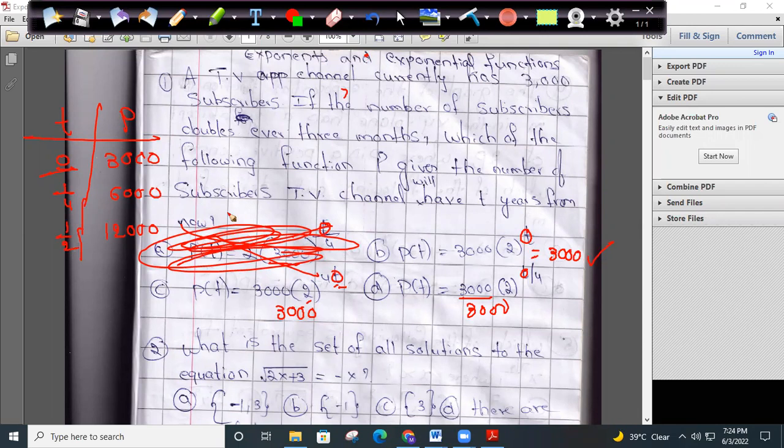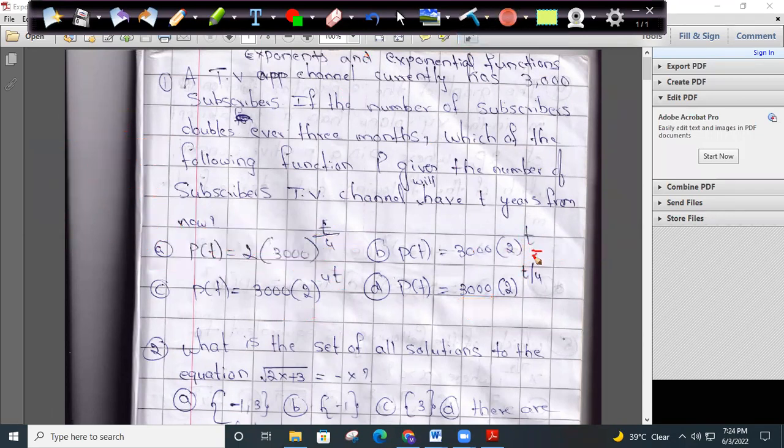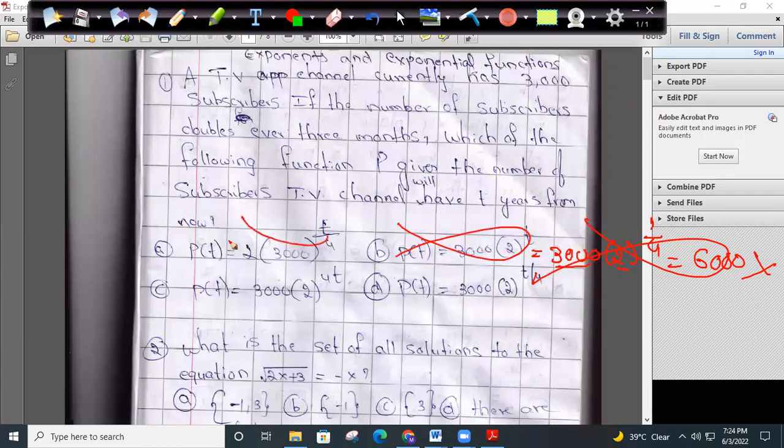Now put T equal to 1/4. Why should I put T equal to 1/4? Because I'm asking in years, but I said it doubles every 3 months. So I should put T equal to 1/4 because 3 months is 1/4 of a year. Now when I put T equal to 1/4, 3,000 into 2 power 1/4, is it 6,000? Never ever 6,000, because 3,000 into 2 is 6,000, not 2 power 1/4. So A and B are gone.